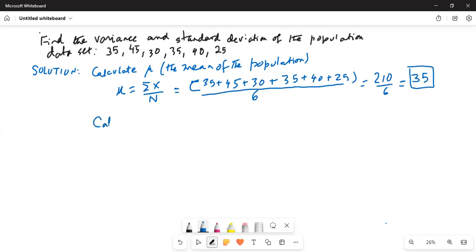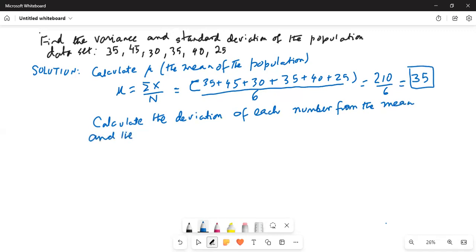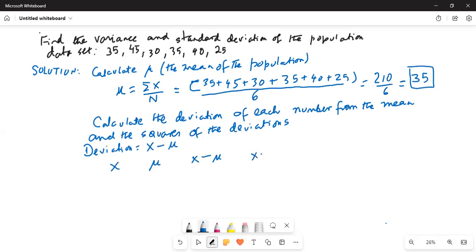Next, calculate the deviation of each number from the mean, and the squares of the deviations. So what is deviation? Deviation is given by a number x, how far the number x is located away from the mean. So we will make a table of x, then we already know the mu, and x minus mu, and x minus mu square.